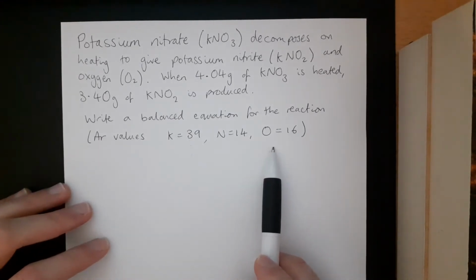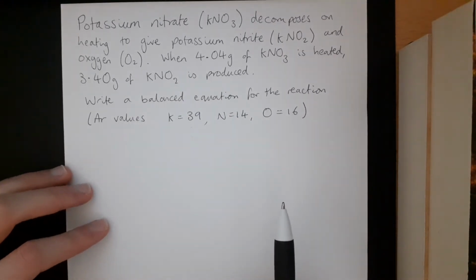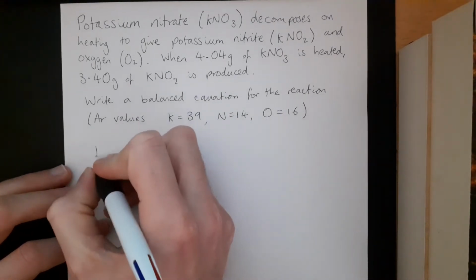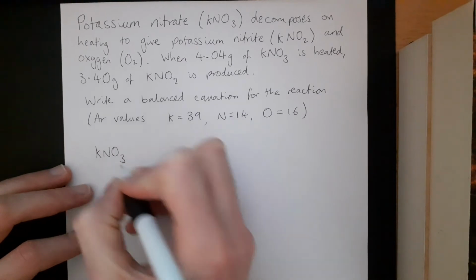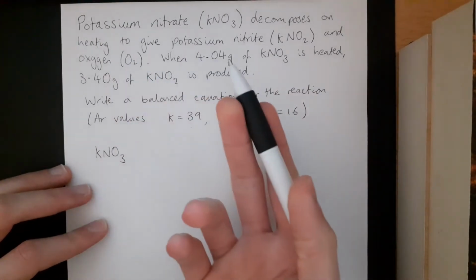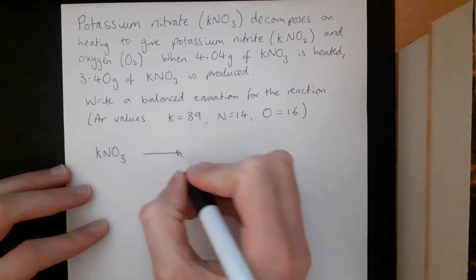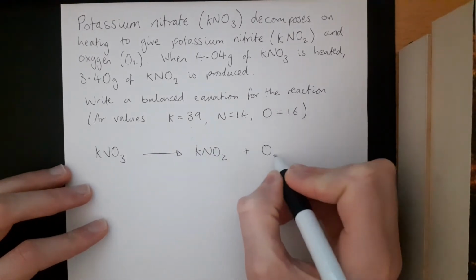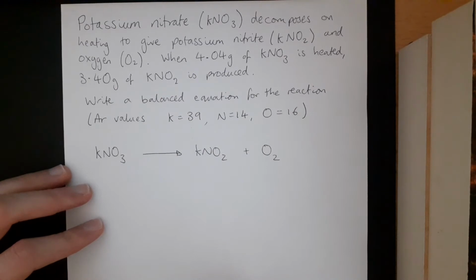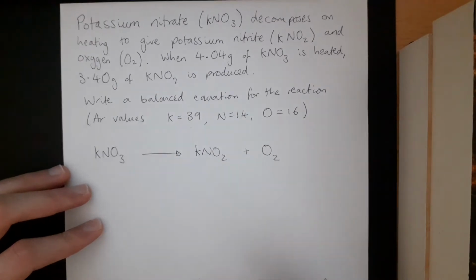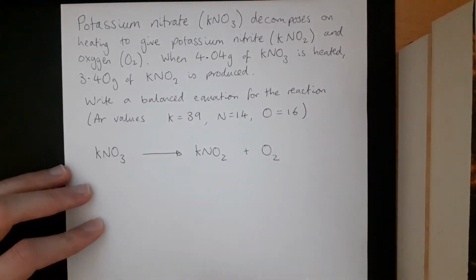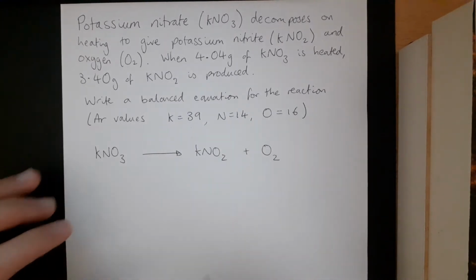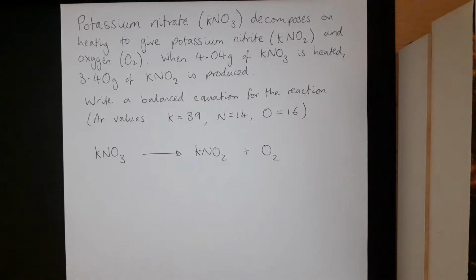So the first thing that I'm going to do is write out an unbalanced equation. It's saying that KNO3 decomposes on heating, so it's not reacting with anything, decomposes to give KNO2 and O2. Now, you could probably balance this equation now. We know how to balance equations, but we need to go through the process of showing that we know how to calculate it.